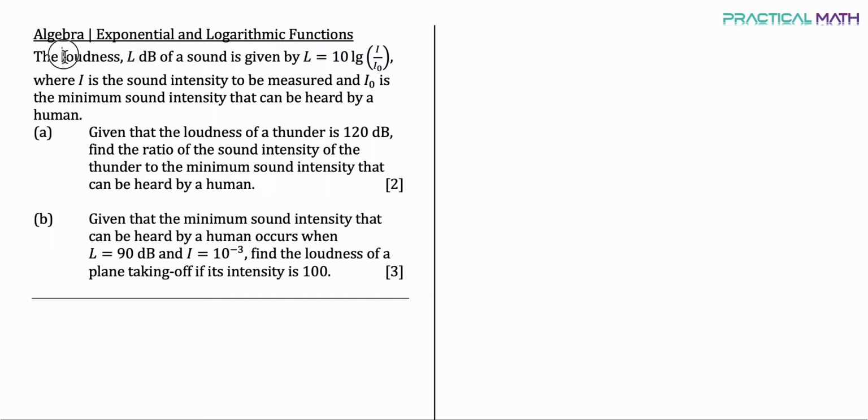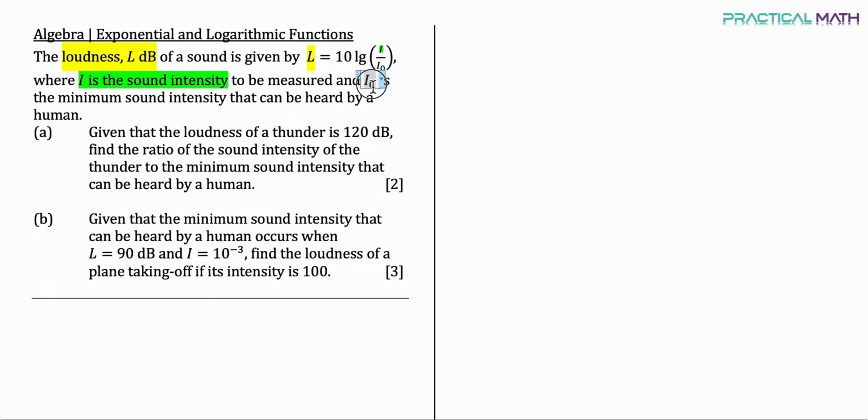In this case, the loudness L. So L refers to the loudness. Let me just highlight L in yellow like this. And I refers to the sound intensity that is to be measured. So this is yet another variable, I. Let me just highlight I in green.